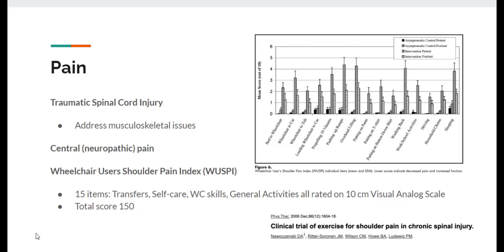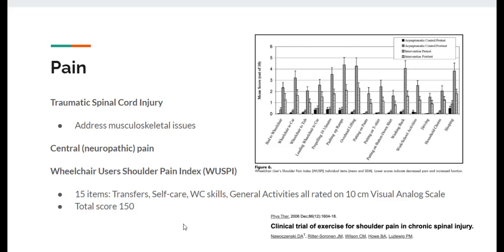But this is a nice little study that demonstrates that we're able to reduce the amount of pain. Because these individuals, I think somebody brought this up, we can't just say, stop doing your transfers. They're not going to be able to stop doing their transfers or their ADLs while they're recovering. But it does show that with use of exercise, you can help to lower the amount of shoulder pain while they're doing the things that they need to do every day.